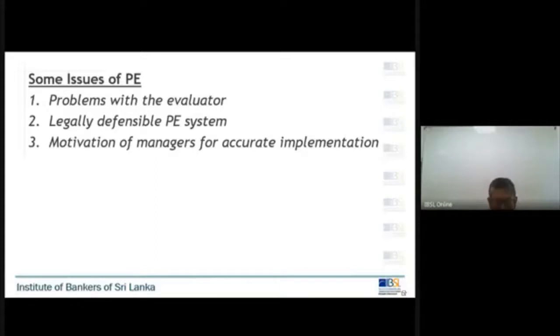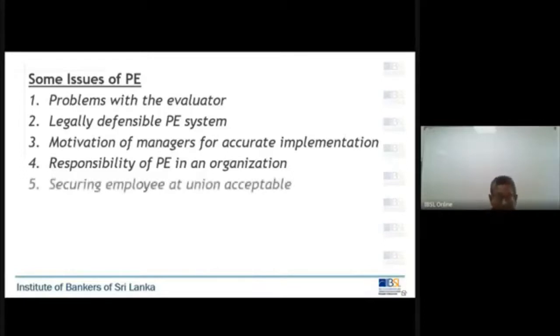That's another issue. Then it is the responsibility of the organization to see whether the evaluation is done at the correct time, by proper persons, and like that. And it has to be accepted by the union. A lot of banks have labor unions, but the unions have not accepted the bank's performance evaluation system. So therefore, a lot of issues, right?